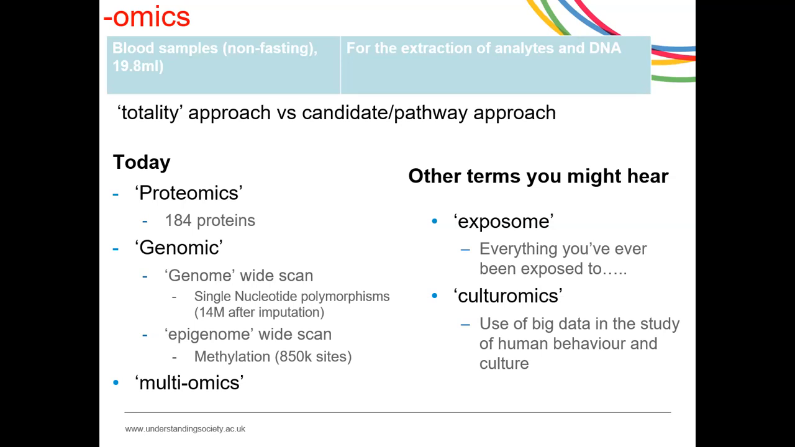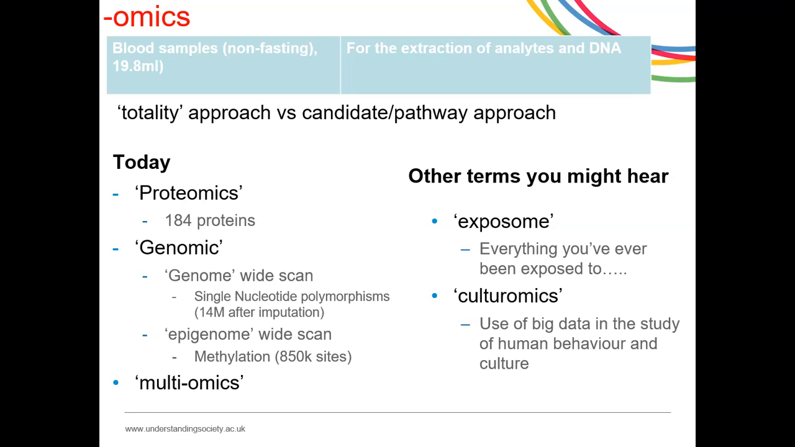So you hear about people doing GWASs, and GWASs are genome-wide association studies. In a genome-wide association study, what you've done is you've looked across the whole genome, and you're interested in looking across the whole genome and your phenotype or your outcome of interest.